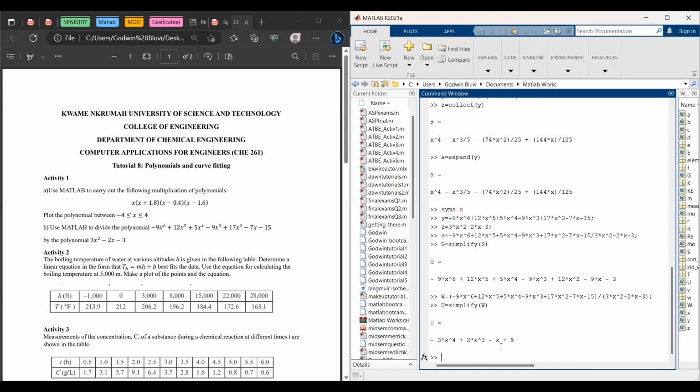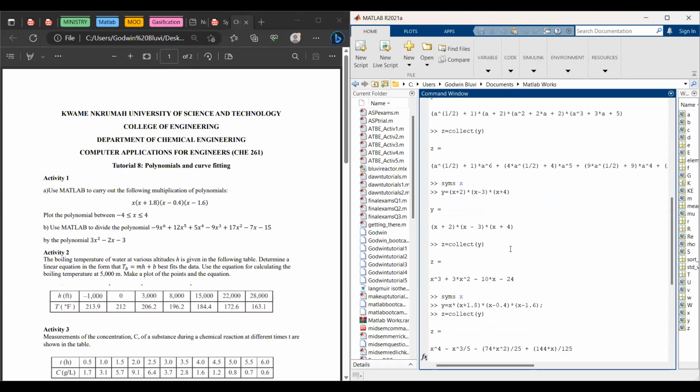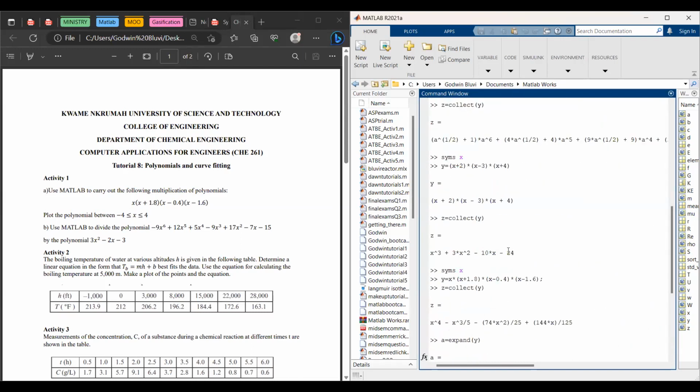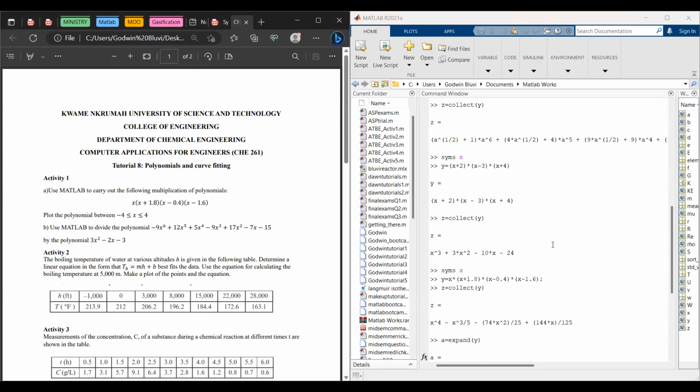So now, have we seen how simplify works, with the collect and then the expand? I hope we've seen how they work, right? So we can continue. Okay, Bluey, yes, talk to me.